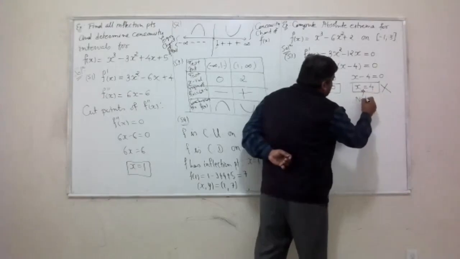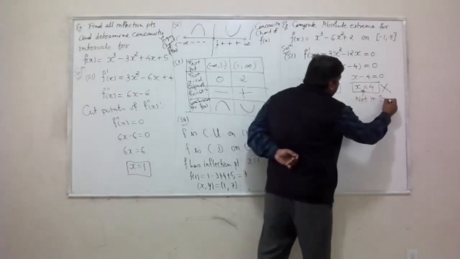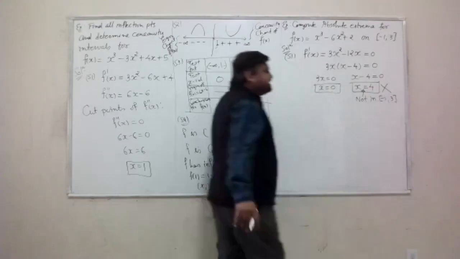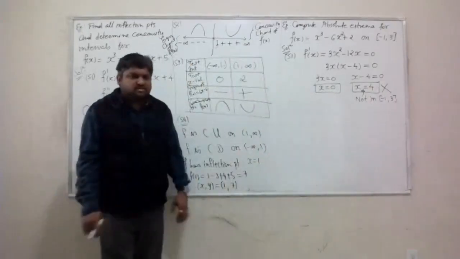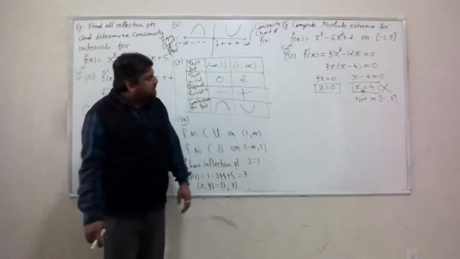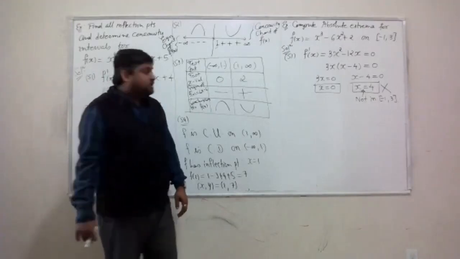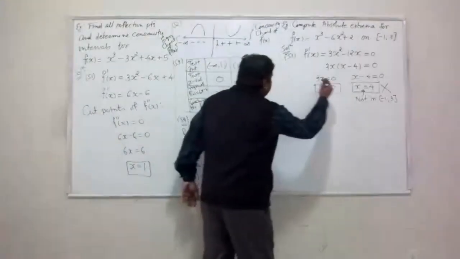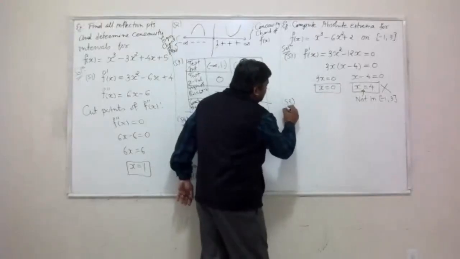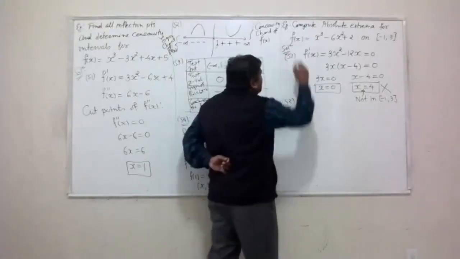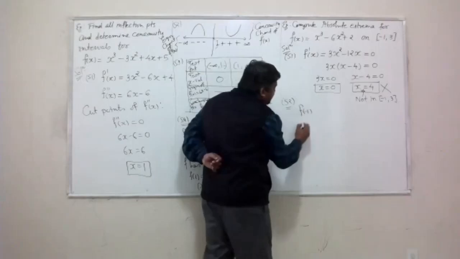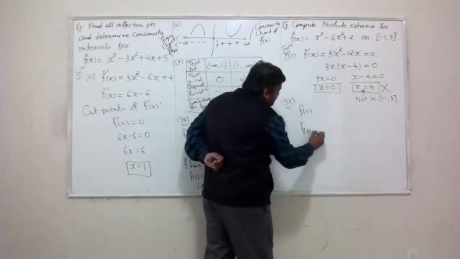I will simply say this is not in interval 1 to 3. Since that's not a part of the region of interest, that cannot be absolute max or min. Okay, so that point is out of the game. Step 2, I'm going to evaluate my function at -1 and at 3.